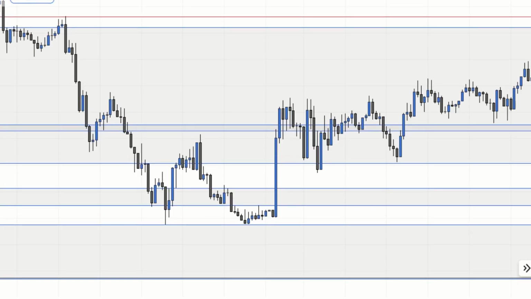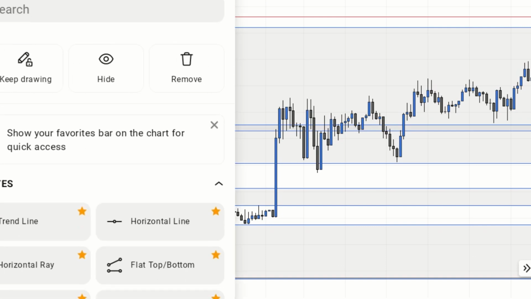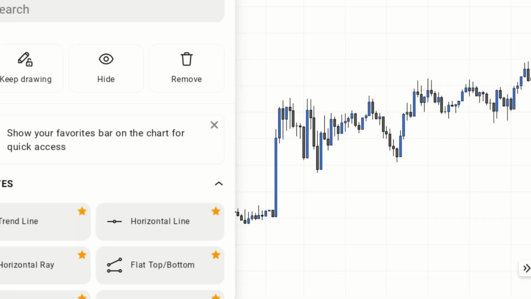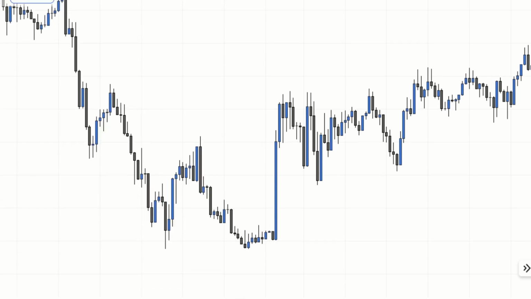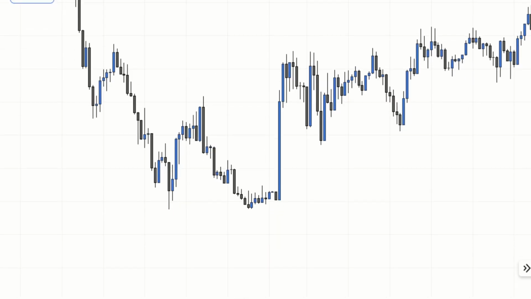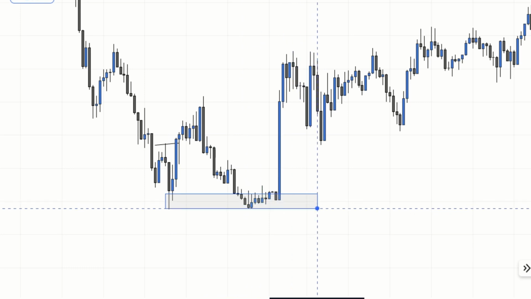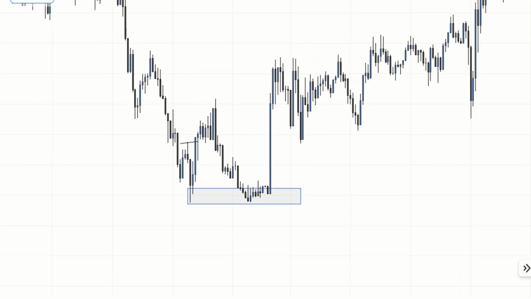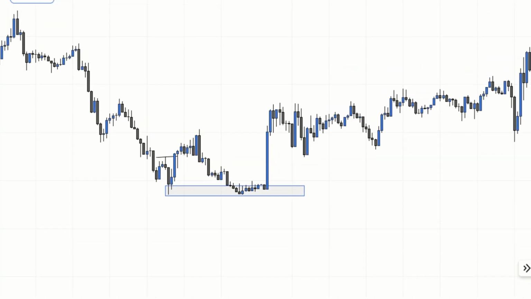Let me first remove these zones. Okay, so now we are here. This one was right here. Can you see this? It just made this, then it broke it right here, as I showed you in the example. Then after breaking it, this is when it came back to your zone right here, and it bought after making that shift in market structure. You can also call it a change of character, guys.